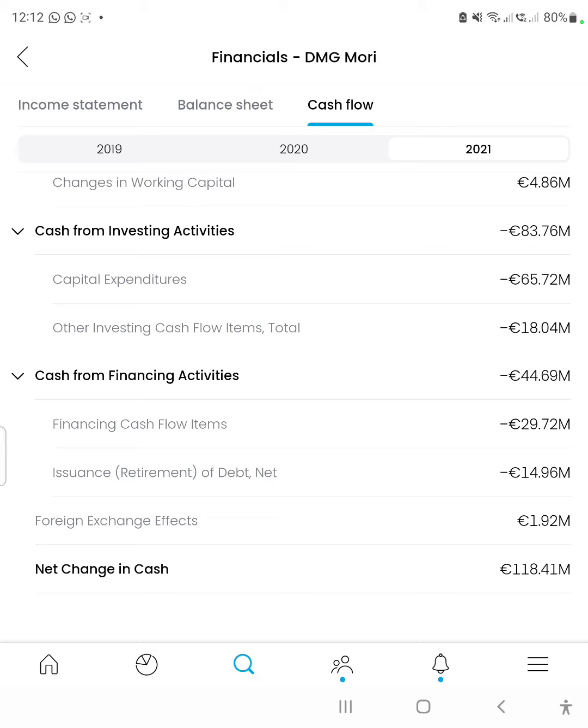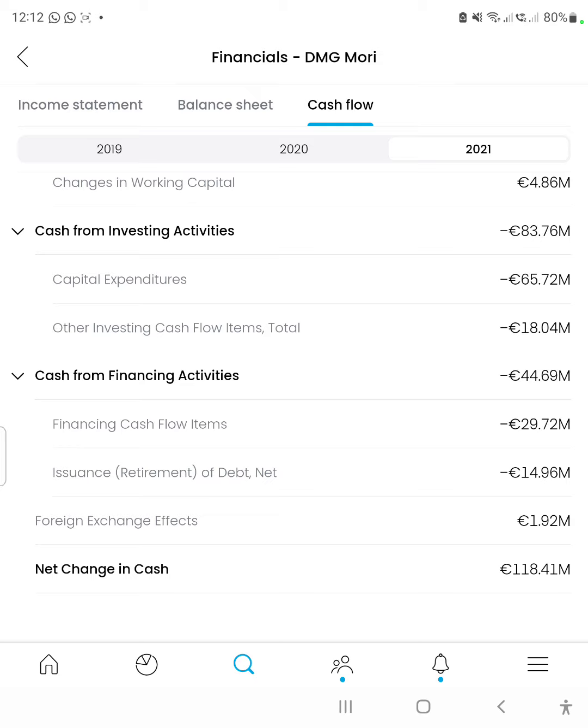devoted to financing cash flow items, and another 14 million euros, or almost 15 million euros, which was given to eliminating debt, which is really good. That's also where the total liabilities had decreased. The foreign exchange effects were almost 2 million euros, which is really good. It was just a representation of the euro increasing in value in comparison to other currencies. The net change of cash for 2021 was 118 million euros.